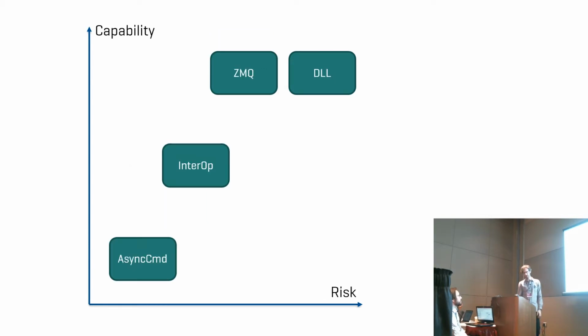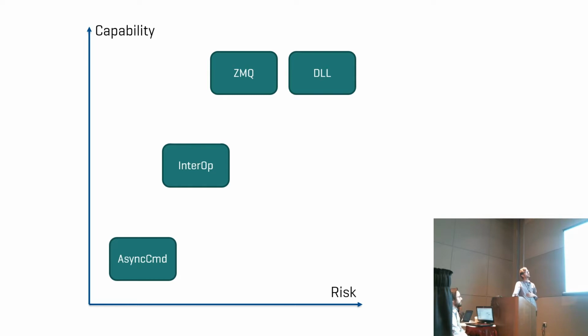And then I made this with capability versus risk. So what you can do and what are the risks. Like with the Async CMD, you can't do too much with it because it's so primitive in its form. But the risk is very low, so it might still be something to consider for a small task.